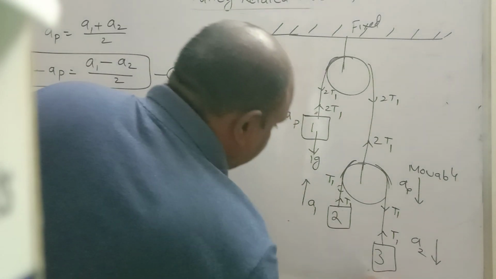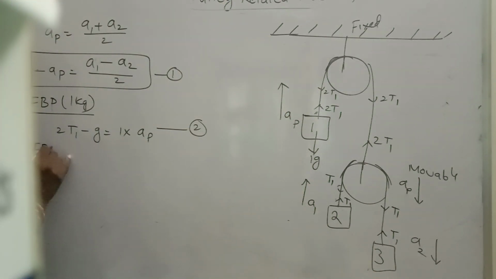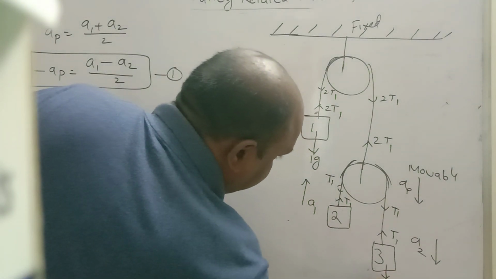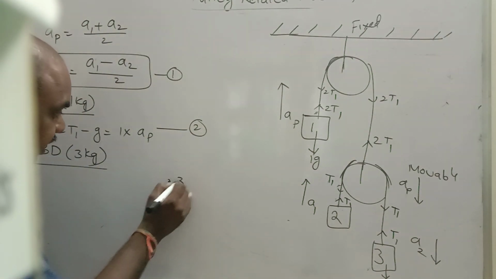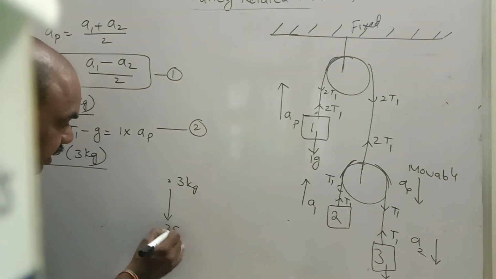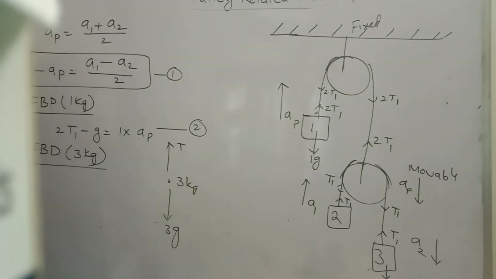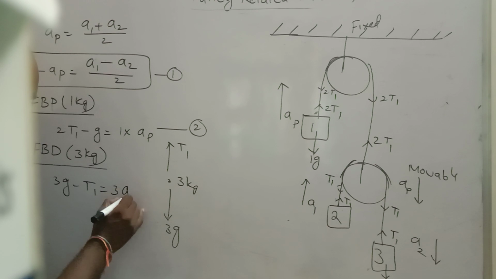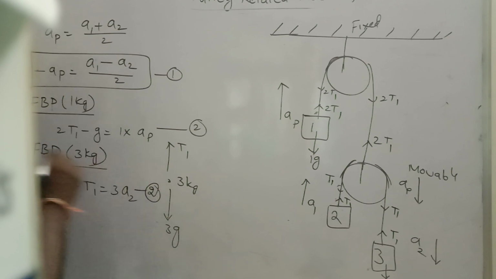Now make the free body diagram of the 3 kg. Weight 3g downwards, tension T1 upwards. In which direction is it sliding? Downward. In the downward direction it is sliding. Then what is the equation? Tell me, children. 3g is downwards, sliding downwards. Net force is 3g minus T1. 3g minus T1 is equal to MA, M is 3 into A, which is nothing but A2. This is equation number 3.